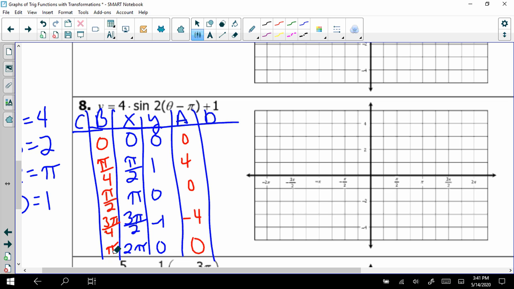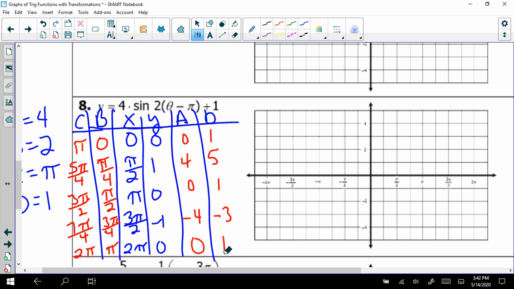Okay? The C value is pi, so I'm going to add pi. C affects the domain. So adding pi, adding pi, adding pi. And then for the D value, that is raising us up 1. So I'm going to add 1.